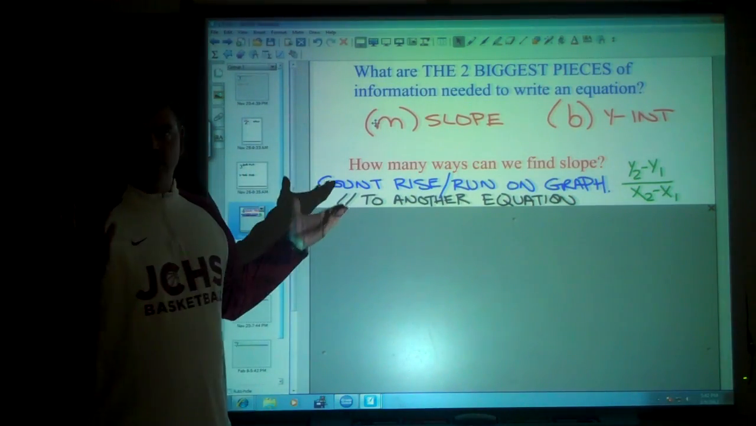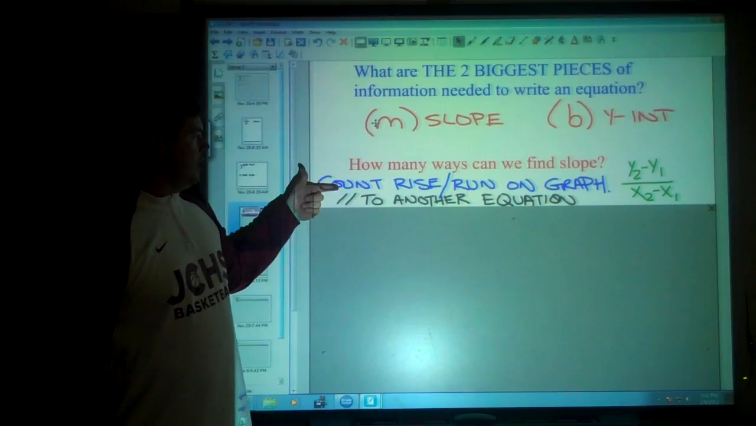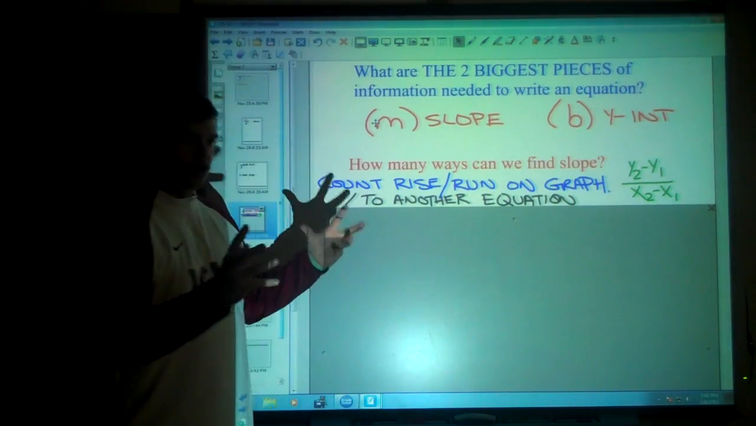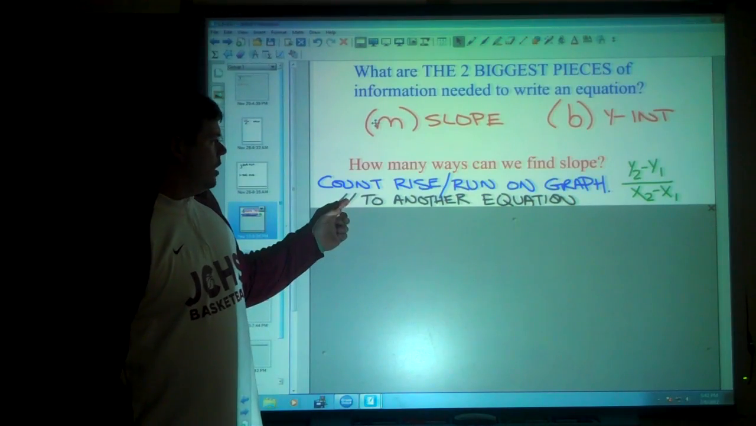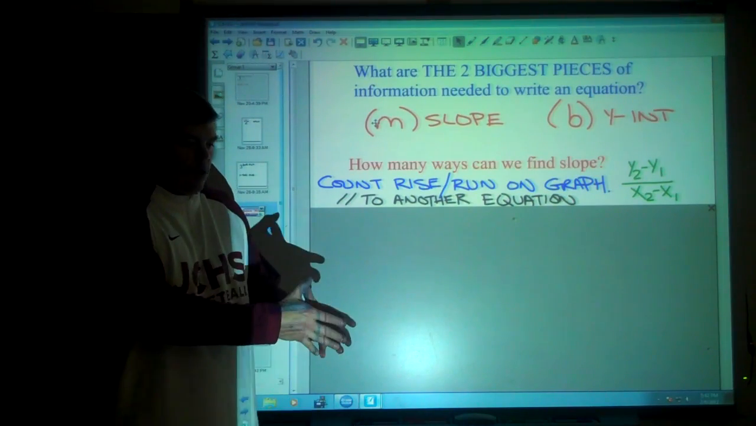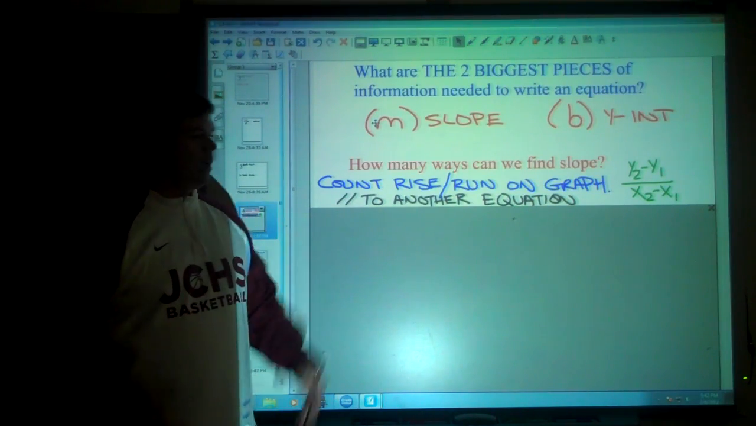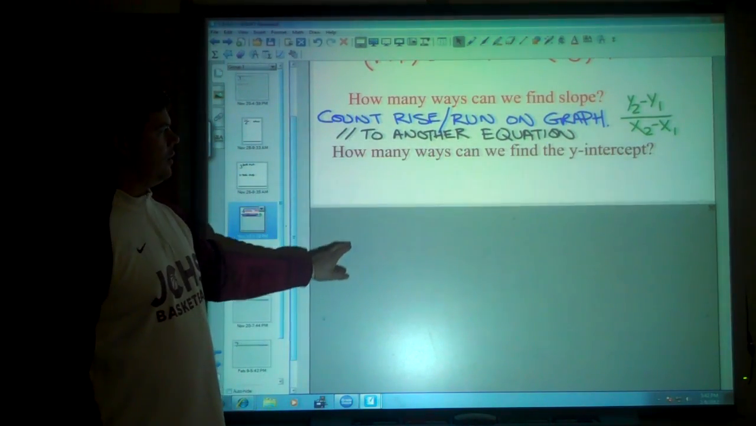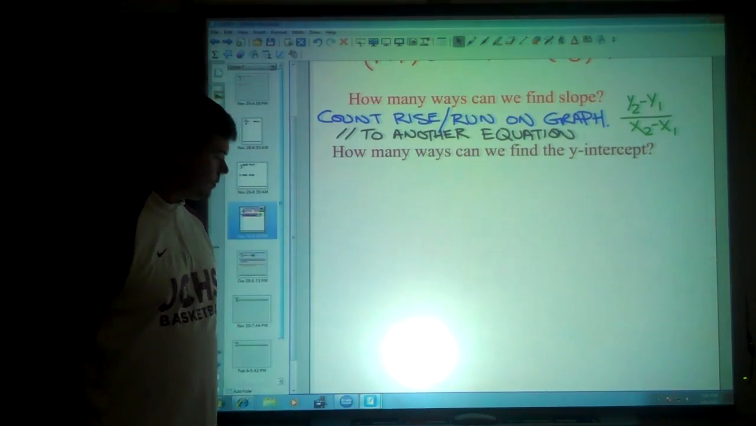It could be given to us, so I guess there could be four ways, but we could either count on the graph, rise over run, use the formula, taking two coordinates and finding the answer, or we can say it's parallel. So if we know one equation's slope and we're parallel, we'd know the slope of our new equation. How can we find the y-intercept?